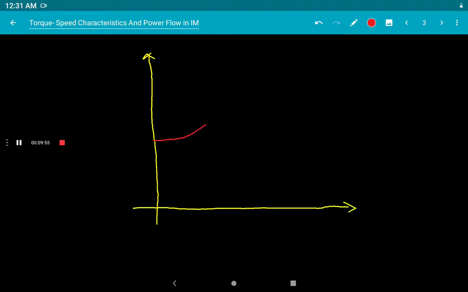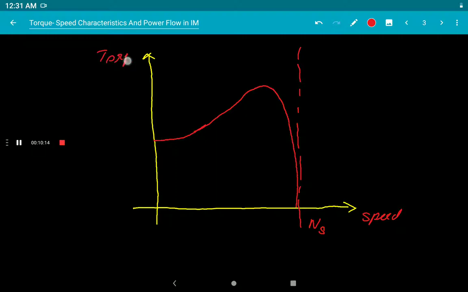So the curve is like this. This is our synchronous speed NS. Now, this is our maximum torque Tm, and there will be a rated torque requirement for a particular load. So let us assume this is our load requirement for a particular load.